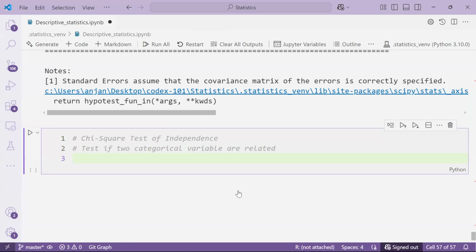Okay, let's see a chi-square test example. Let's define the data first. I would like to go with defining the data.